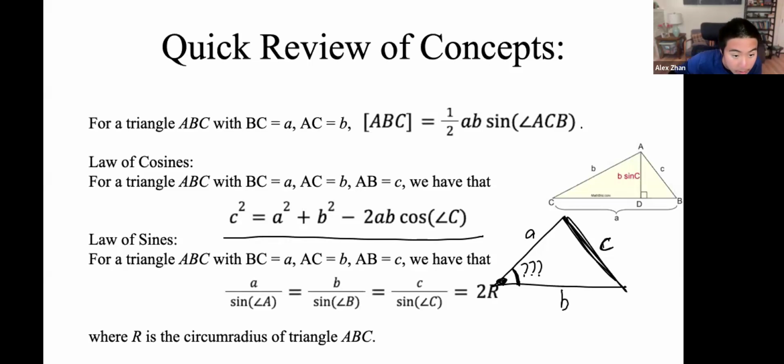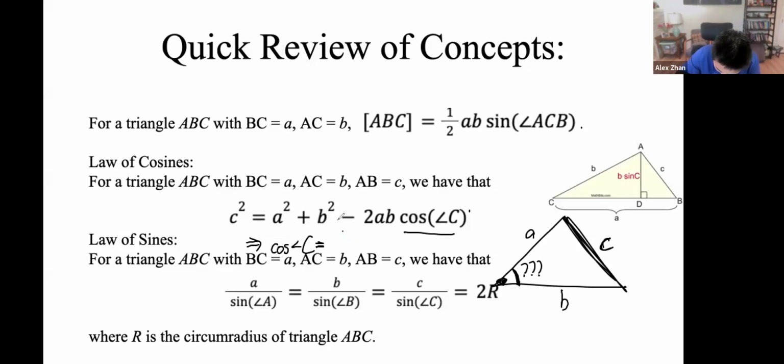Let me see, rearrange. Okay, yes, Larry. Yeah, that is exactly what you would do. You would rearrange the formula, because we can reformat this equation to instead become cosine angle C equals a squared plus b squared minus c squared over 2ab. And this allows us to compute the cosine of angle C.